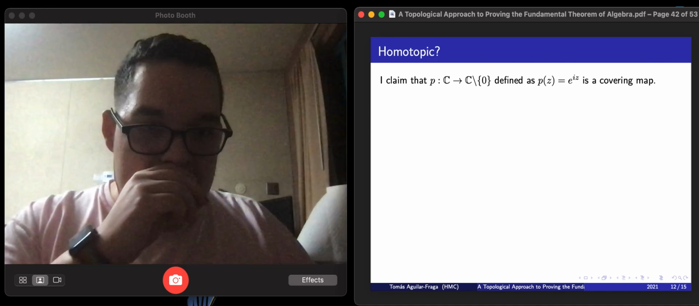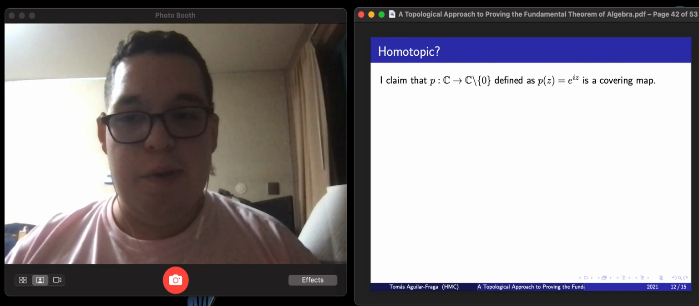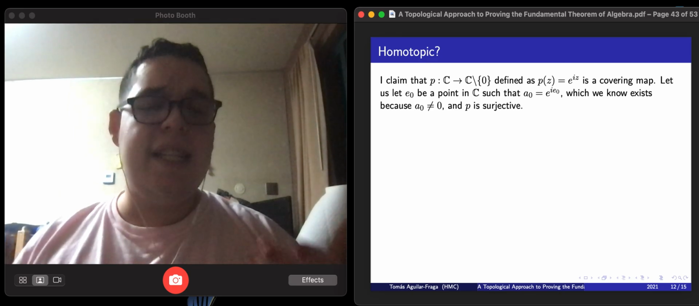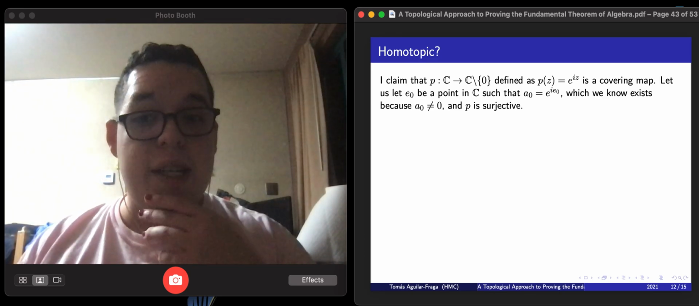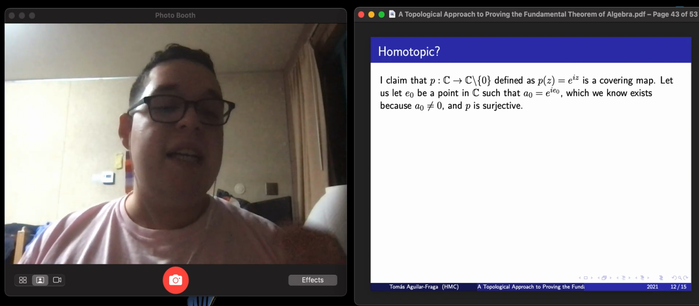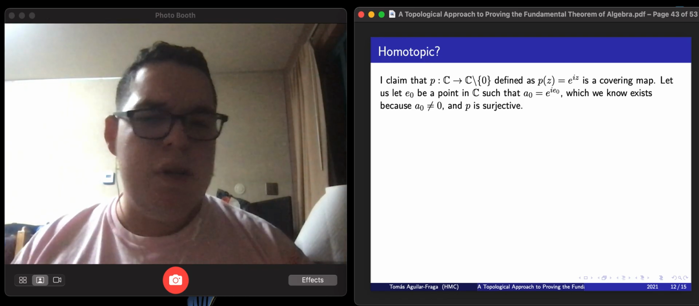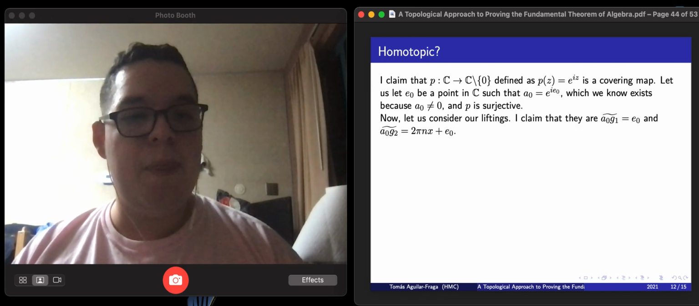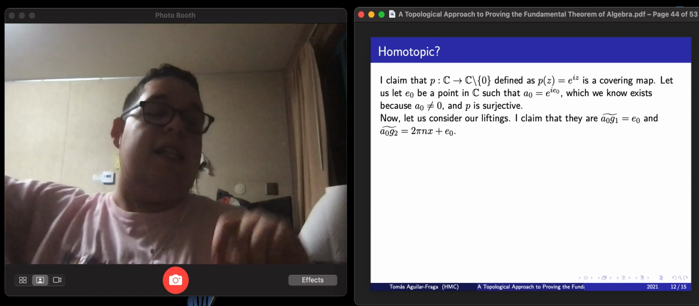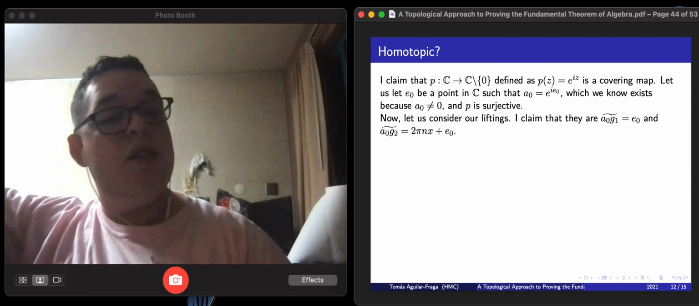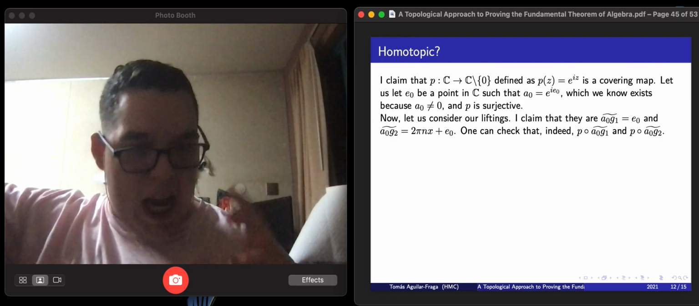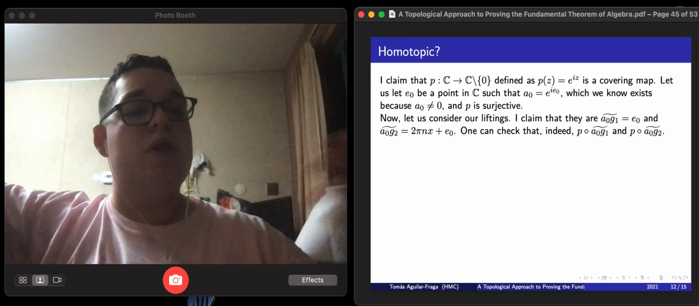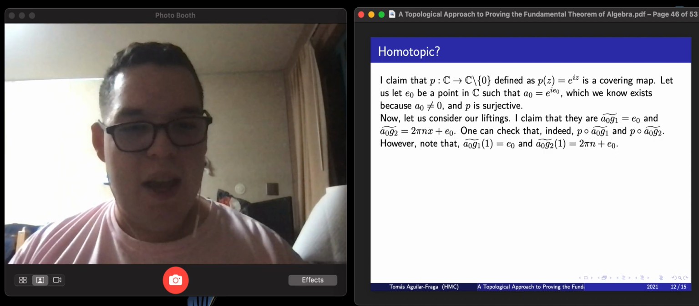So I claim that this is a covering map for our group, right? And let's have this e naught be a point in the complex plane such that a naught equals e to the i e naught, which we know exists, right? Because a naught is not equal to 0 and P is surjective. Now let's consider our liftings. I claim that they are these two things. One can check, indeed, that the compositions of these functions turn out to be the functions themselves.